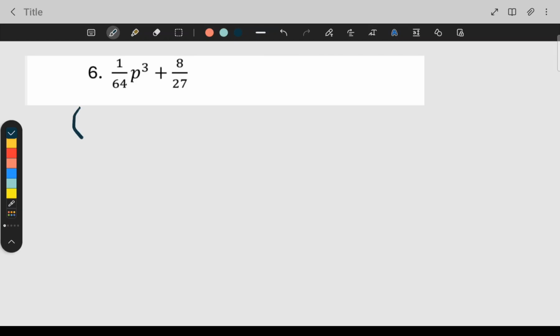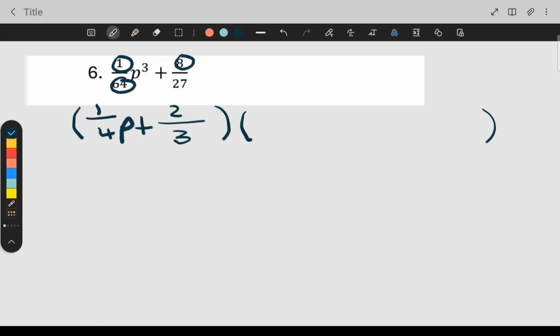Which means when I factorize, a small bracket, a big bracket. Okay, the cube root of 1 is 1 over. The cube root of 64 is 4. The cube root of p cubed is p. The cube root of 8 is 2. Cube root of 27 is 3. This is always a plus, and if this is a plus, this is a minus. Okay?